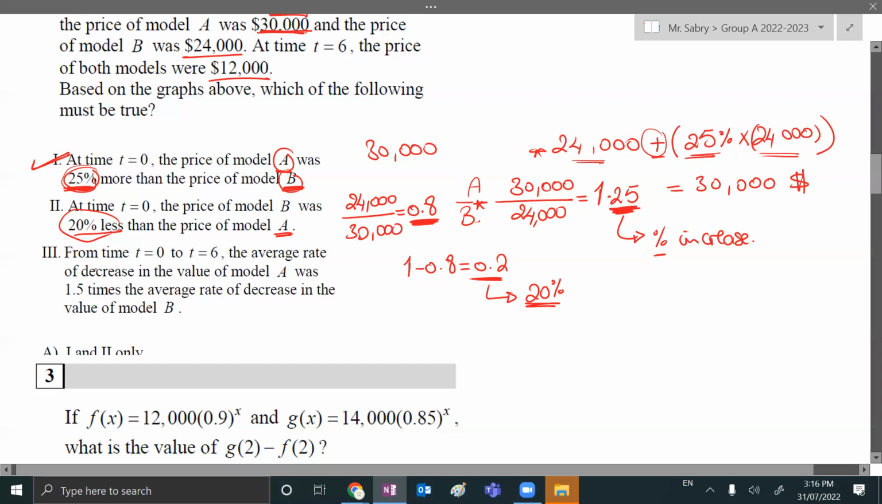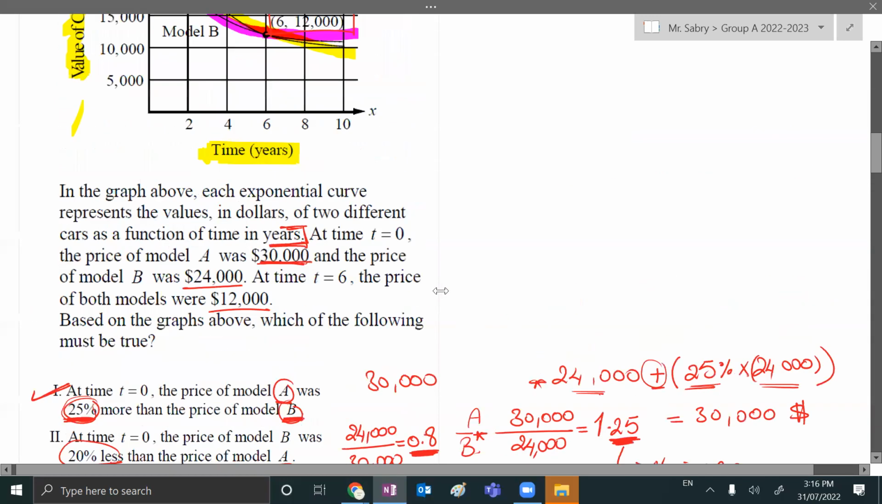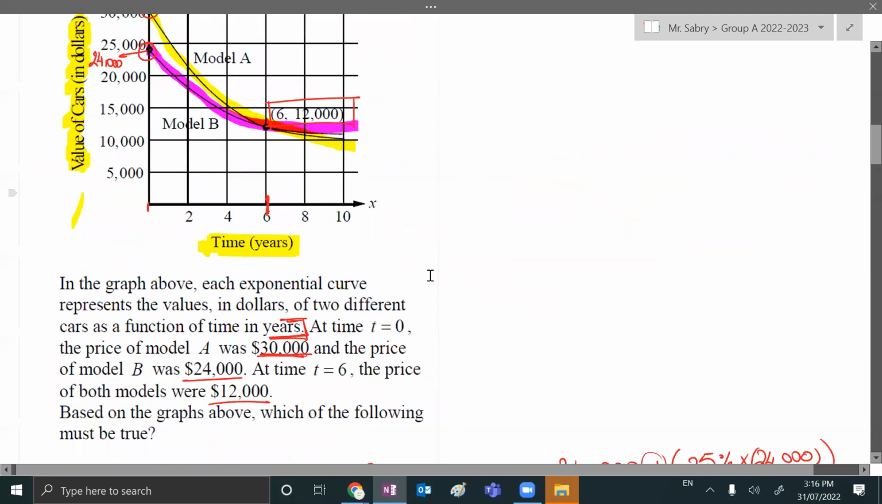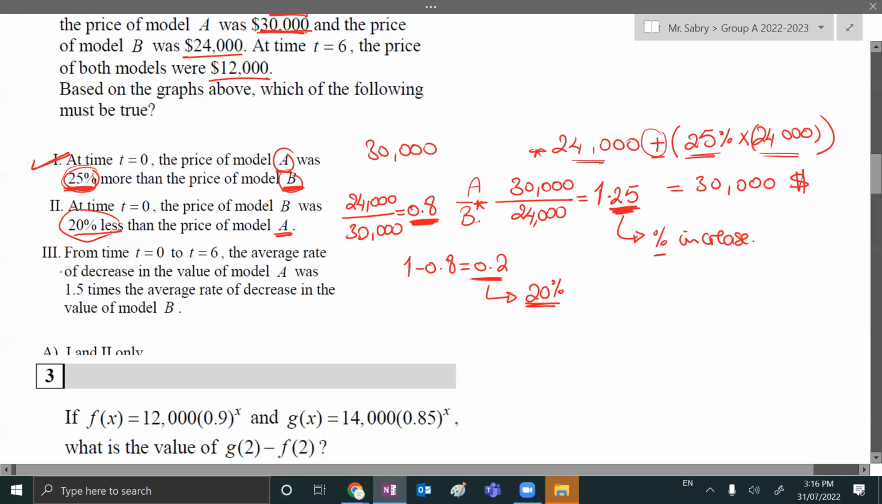Okay. Now the third one. It says from time t equals 0 to time t equals 6, the overall time from 0 to 6 here. The average rate of decrease in the value of model A was 1.5 times the average rate of decrease in the value of model B. What is this confusion? Right? I'll explain what it's about.